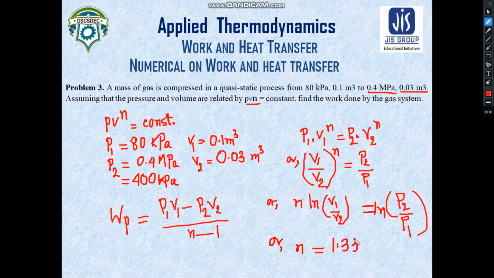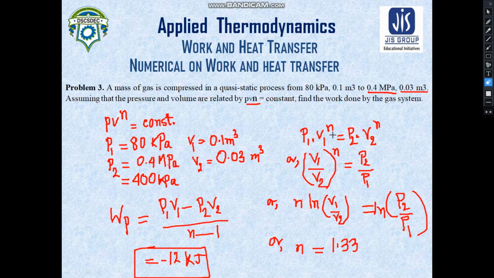1.33. Now putting the value of n equal to 1.33, we will get a value of minus 12 kilojoule. That means 12 kilojoules of work has been done on the gas to compress it from 80 kilopascal to 0.4 megapascal. So ultimately this is the work done, minus 12 kilojoules. Okay, so I hope this was a very simple problem.